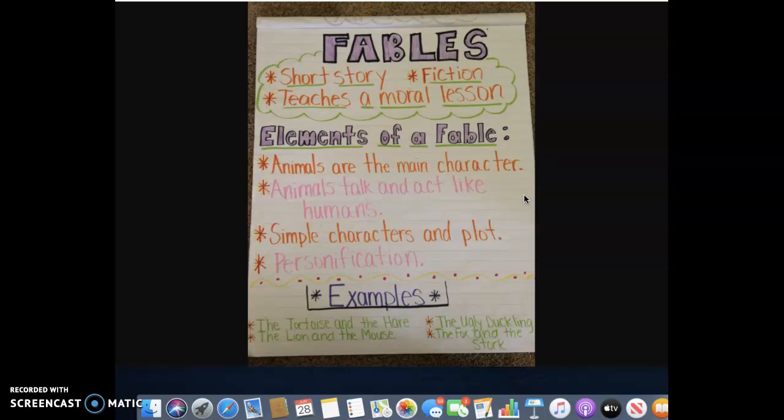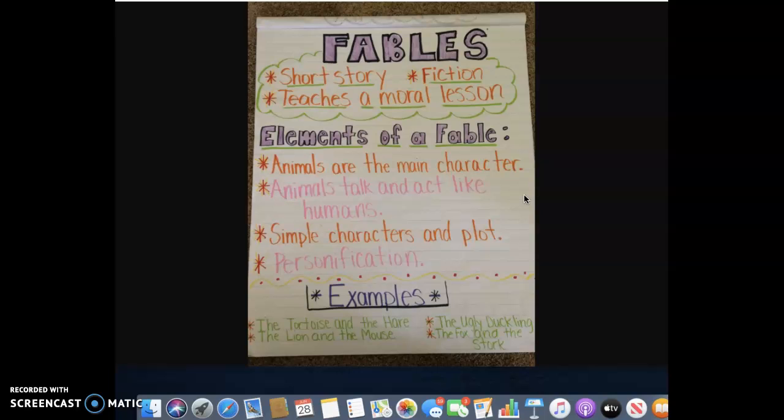And there are personifications. We're not going to talk about what a personification is right now because this story does not have personifications. So this story is called The Best Nest, and it is a Mayan story. And the main characters are animals. And in the story, we learn how animals build their nests.